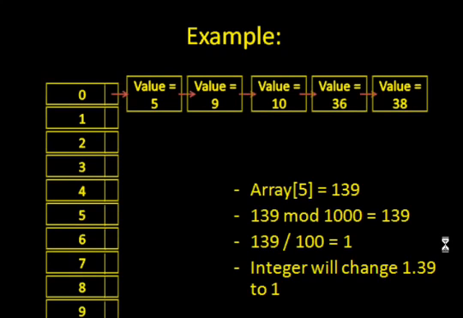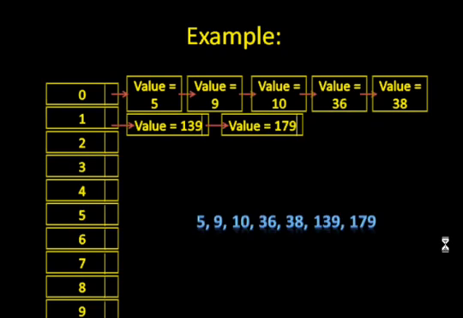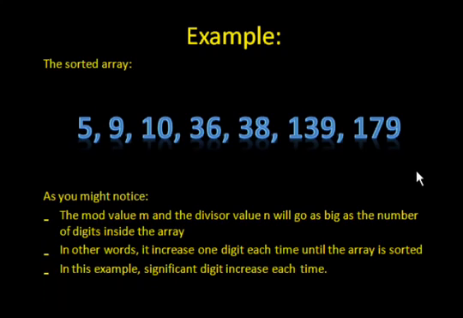So let's do that. Good. Now we have to put them back in the array. How do we do that? By the same way we've done it before, by putting them in one at a time in the order that they are in right now. So we put in 5, 9, 10, 36, 38, then we put in 139 and 179. Good. Now we are done. And the sorted array we have here in front of us is complete.